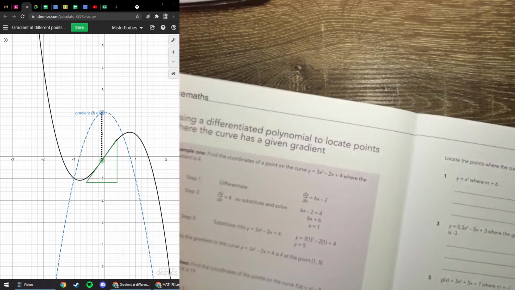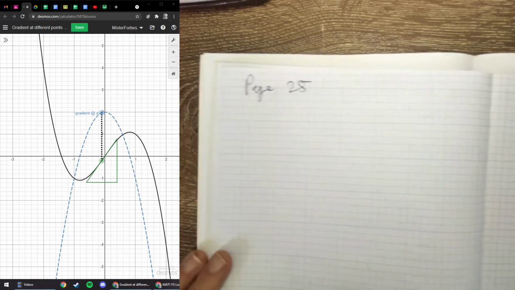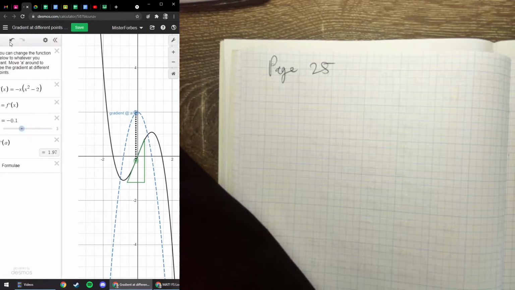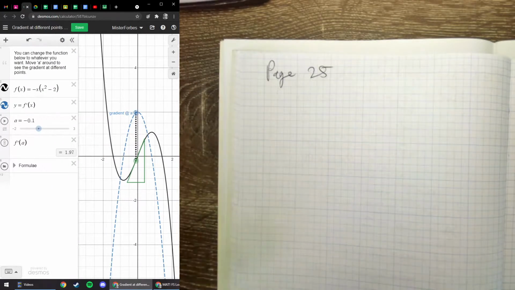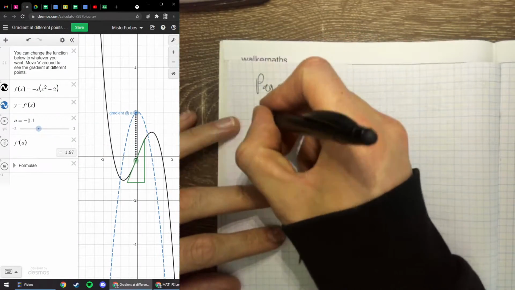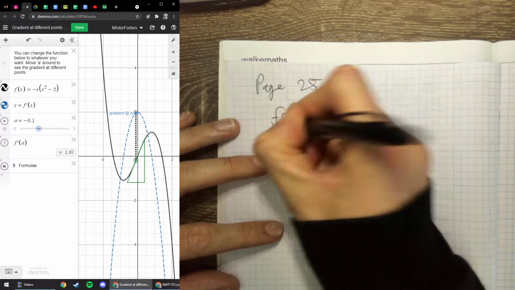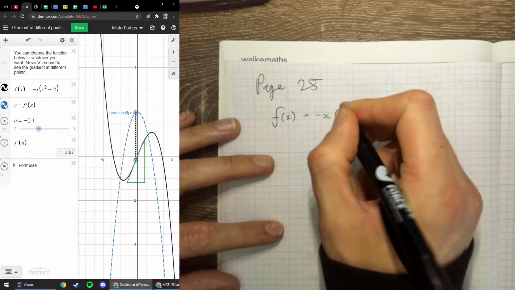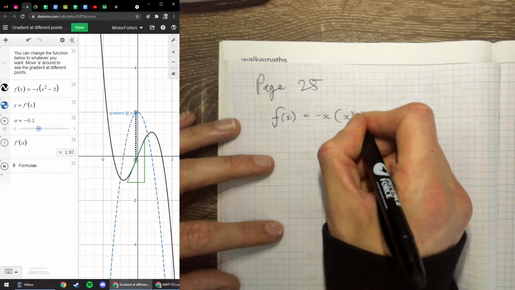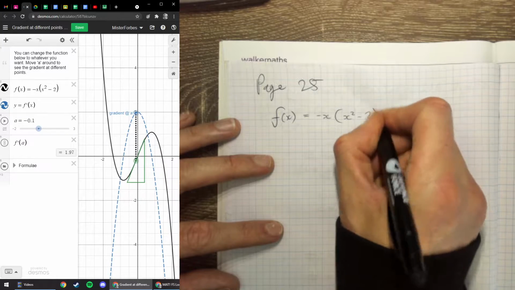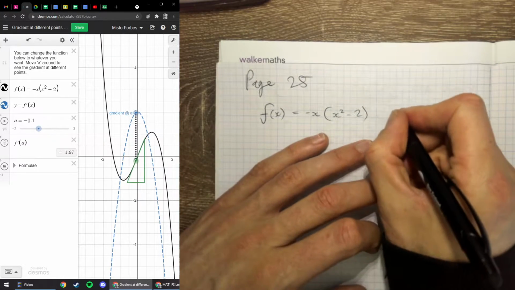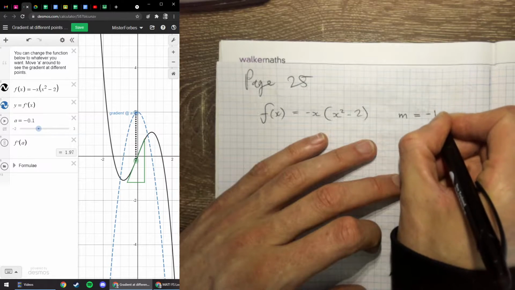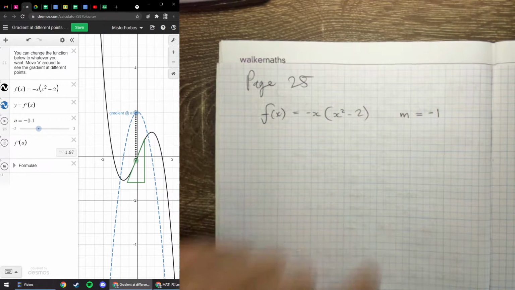Let's have a look at how to do this one. I've got a curve on the left, and the function of the curve is f of x equals negative x bracket x squared minus 2. And I'm going to ask the question, when is the gradient equal to negative 1?